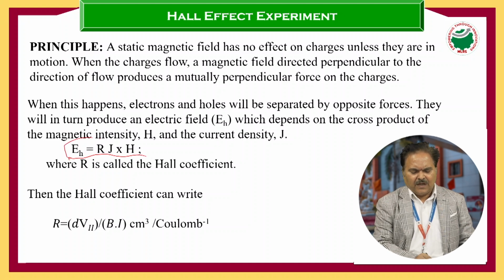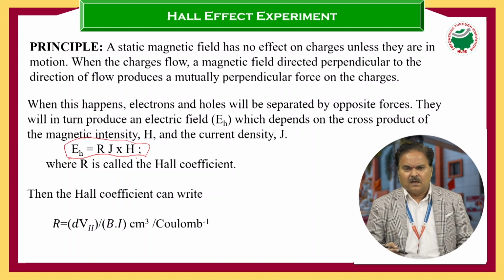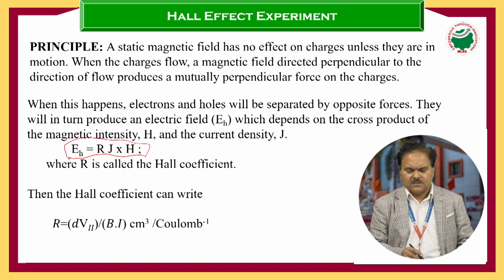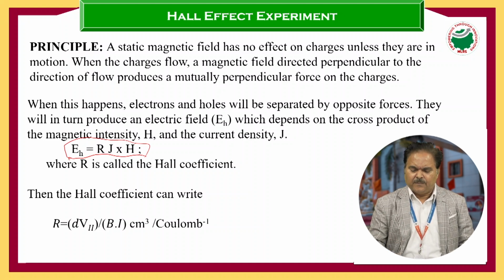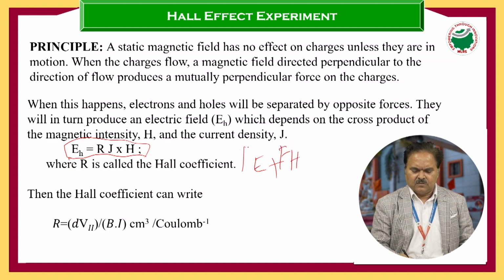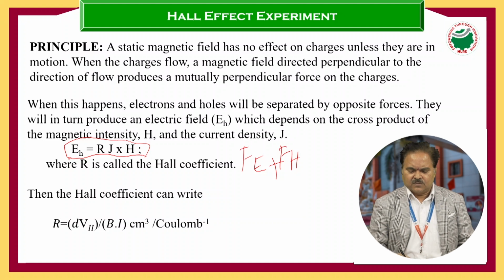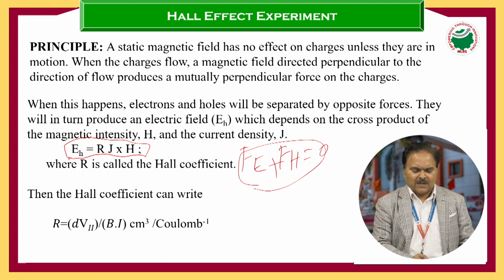So that electric field is nothing but R into J into H. This small derivation is there when equilibrium positions appear. That means the equilibrium position where the electric force is equal to the magnetic force. That is, the net force acting on the electron is equal to 0. So if you solve this equation, we will get it like this.